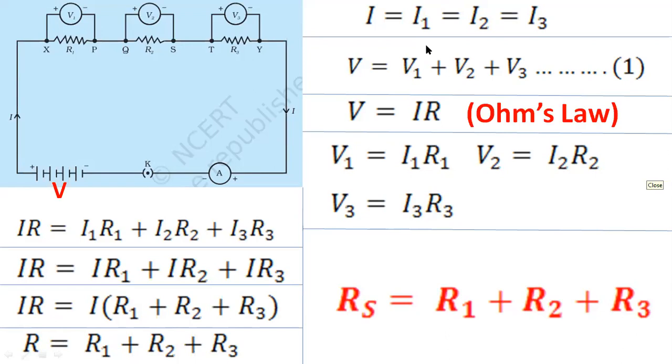So everybody has understood how to derive this particular formula. If you understood, we can move to the next one. Have you understood how to derive formula for this? RS is equal to R1 plus R2 plus R3. Okay, fine.